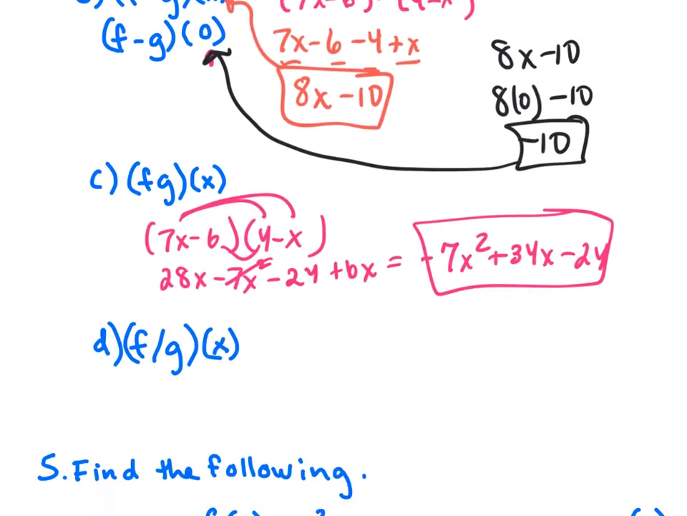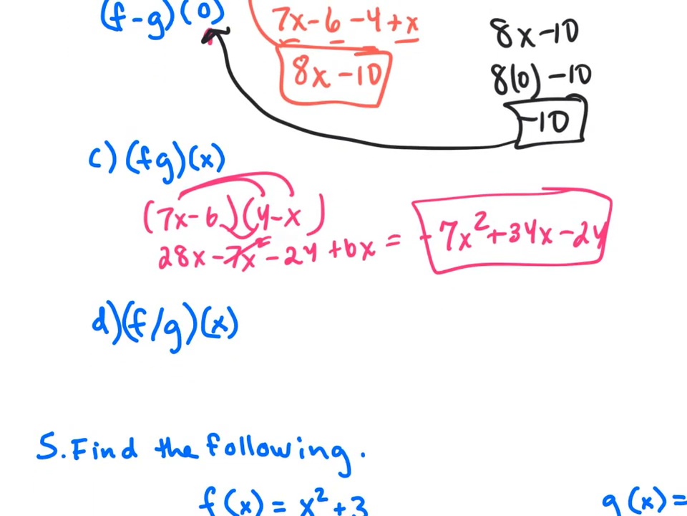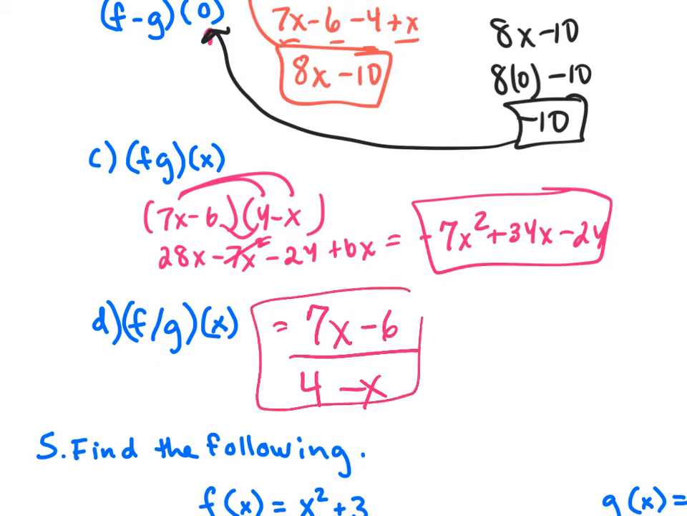Now lastly here, they're telling me to divide. So I take that f function, which is 7x minus 6, and I divide it by 4 minus x. There's absolutely nothing else I can do to simplify here, so that would be my answer.